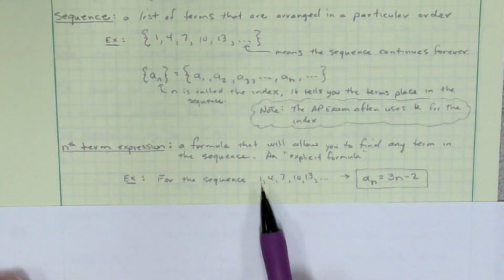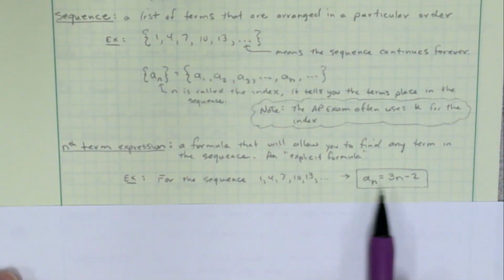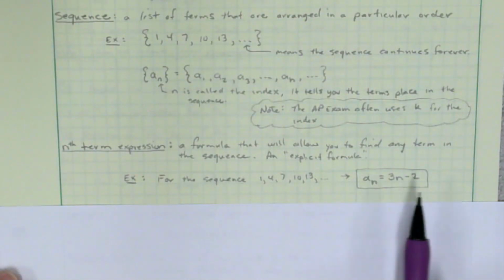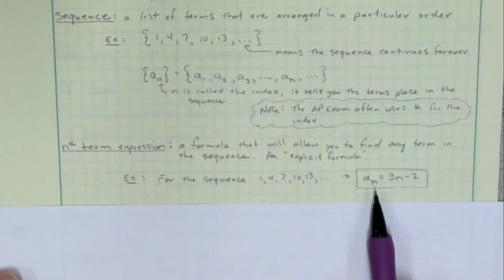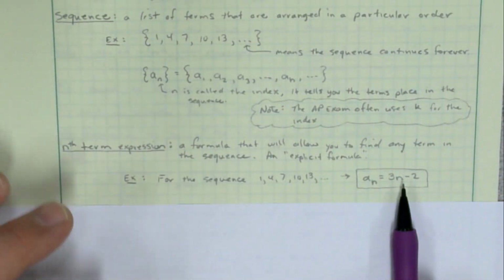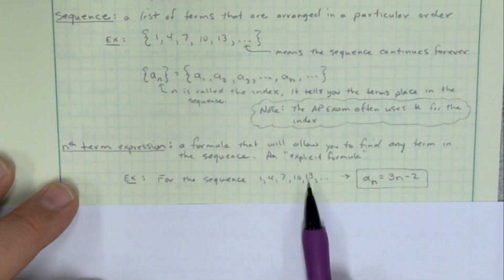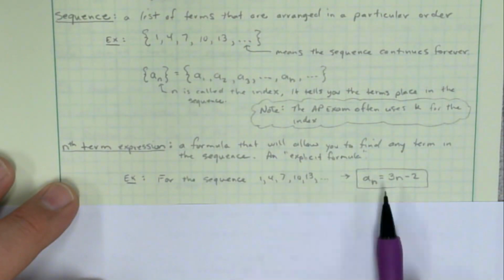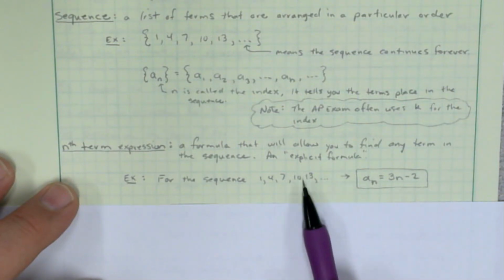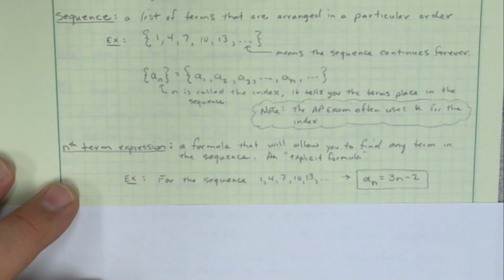So for the first term of the sequence, if I plug in 1 here, I get 1. a sub 2 is the second term. If I plug in 2, I should get the number 4, and I do. 6 minus 2 is indeed 4. 13 is the fifth term. If I plug in 5, 3 times 5 is 15, minus 2 is 13. So it is a rule that allows me to find any term in the sequence.